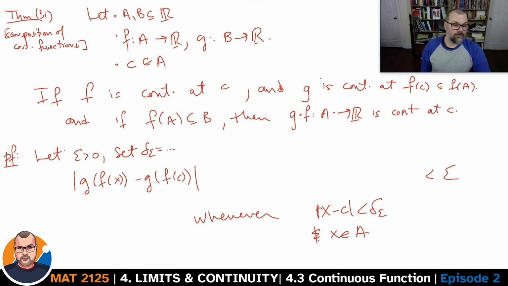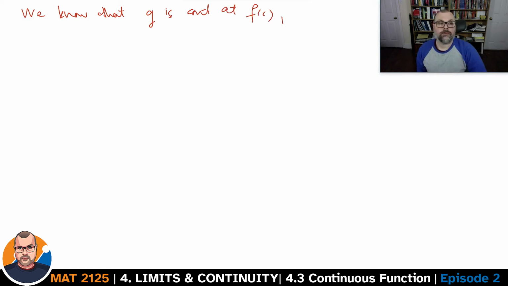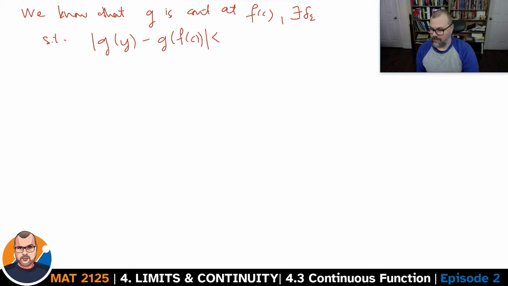Well, what do we have at our disposal? We know that g is continuous at f(c). That's one of the hypotheses. So for that epsilon greater than 0 that we had at the start of the proof, we know that there exists a delta_epsilon such that |g(y) − g(f(c))| < epsilon whenever |y − f(c)| < delta_epsilon.